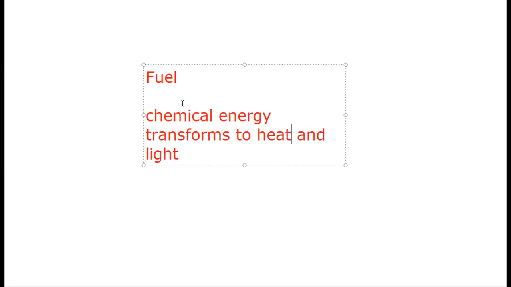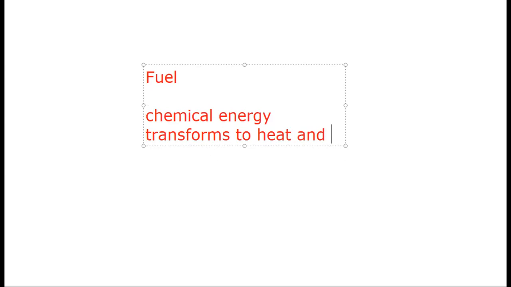What happens in coal power plants? I want to tell you. They use coal. Coal is a fuel. They burn it. Burning of coal releases heat. This heat is used to heat water. When water heats, it changes to steam. This steam turns a turbine. The kinetic energy of the turbine changes into electrical energy.